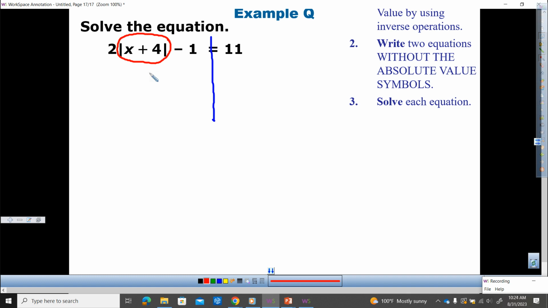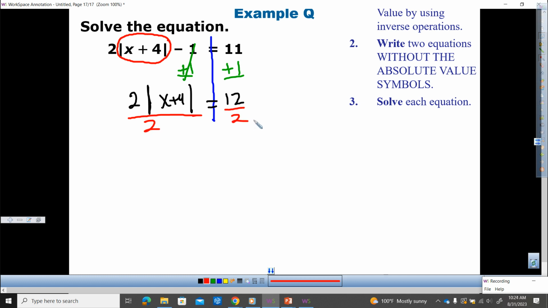What's outside the absolute value there? The subtraction and the multiplication. So let's start with subtraction. What is the inverse? Plus 1, do that to both sides. Bring down the rest. What was left? 2 times the absolute value of x plus 4 equals 12. How do we cancel or get rid of that 2 that's multiplying, everyone? Divide. We divide by 2, both sides.